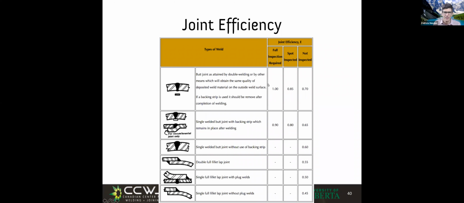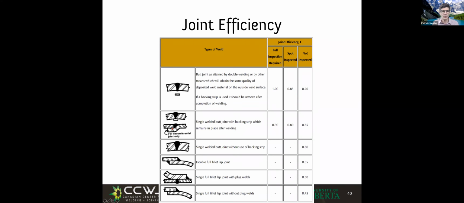Look at this. If you're doing this butt joint in a pressure vessel and you have full inspection, like nuclear, 1, fine. You cannot have higher than 1. If you don't inspect it at all, 70%.